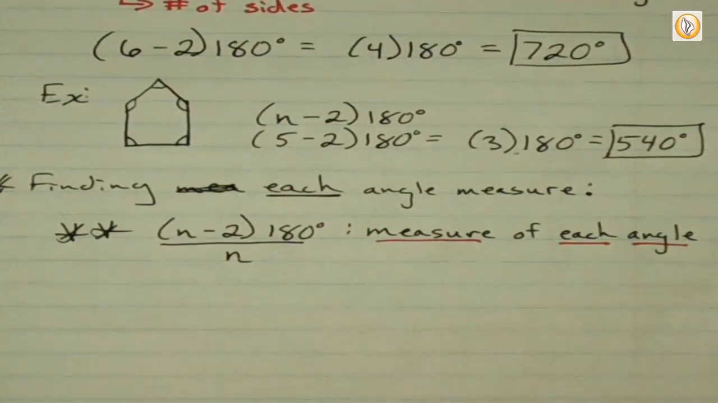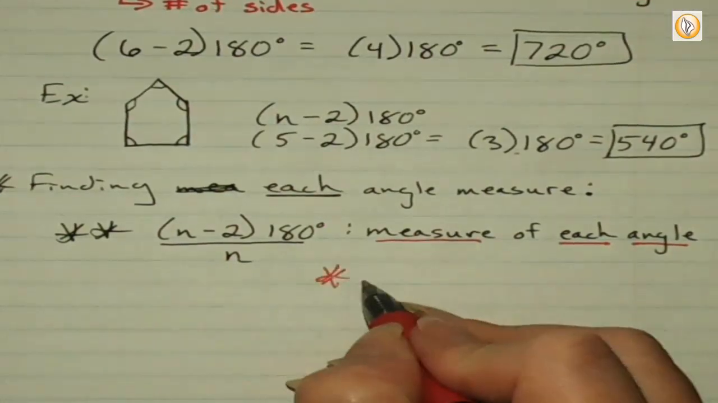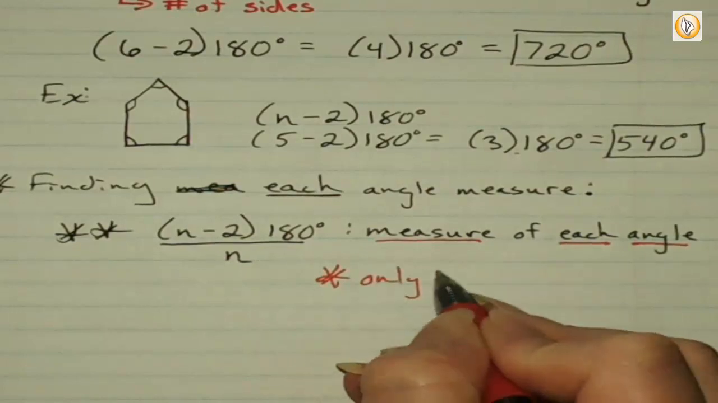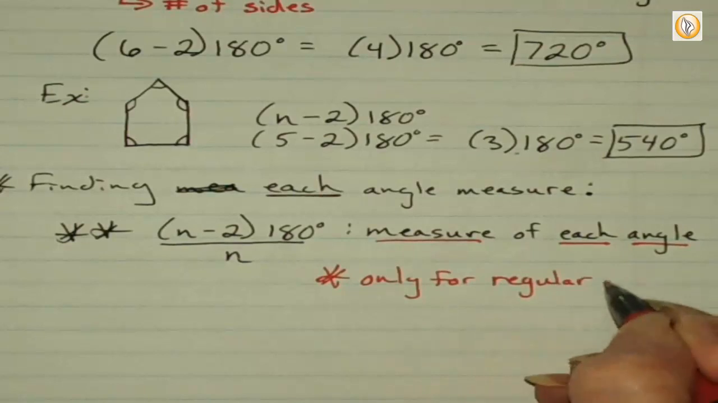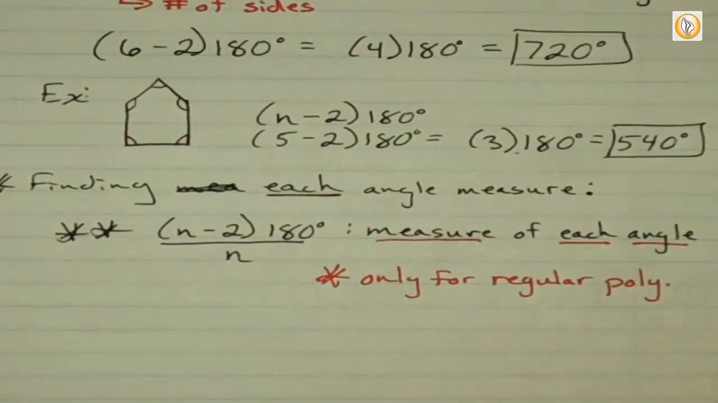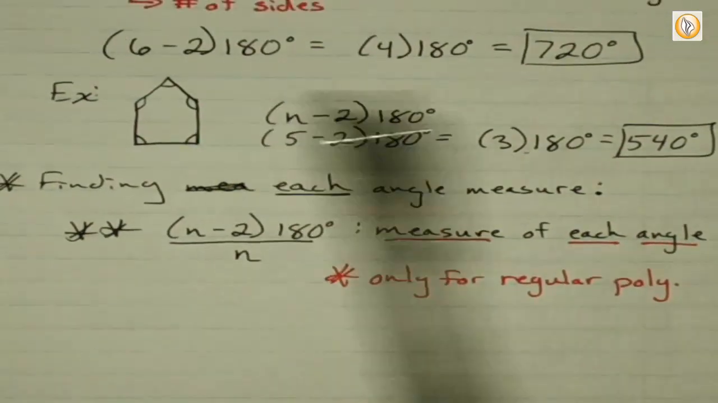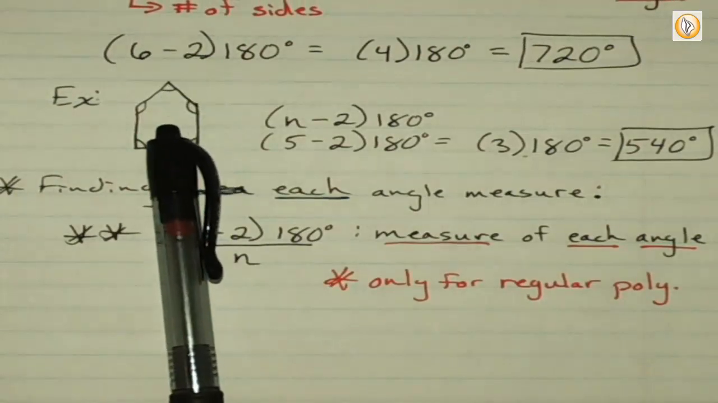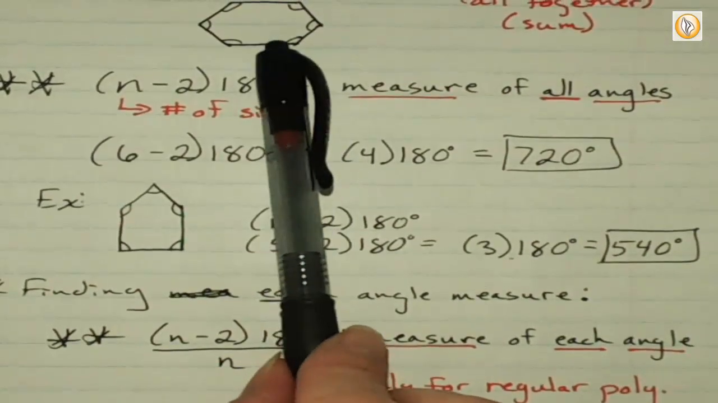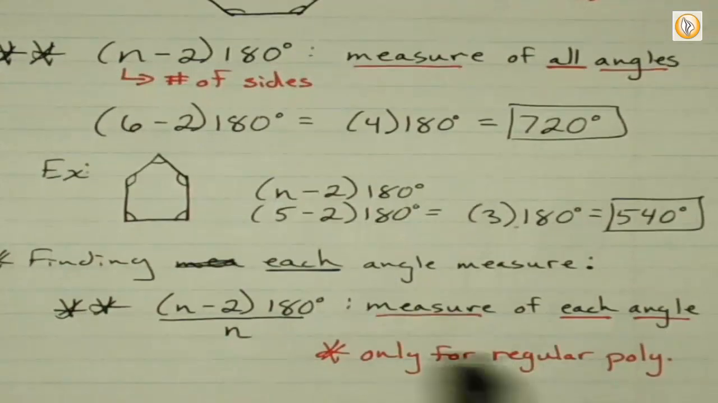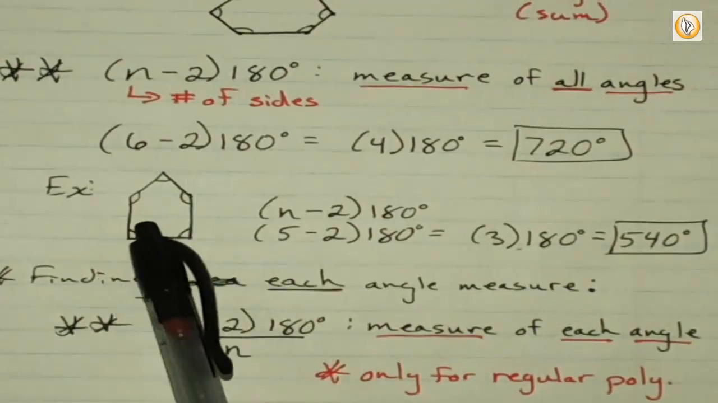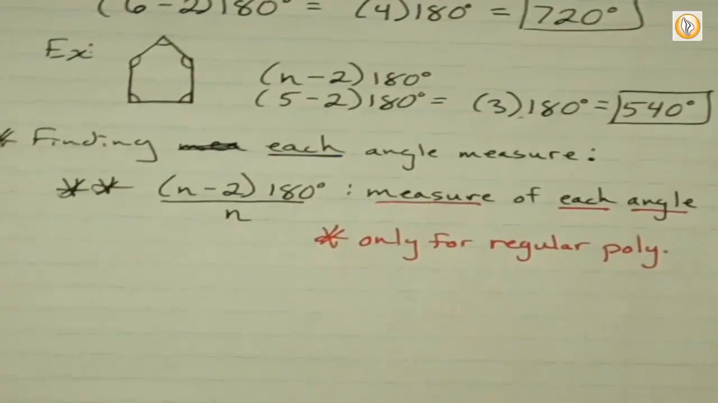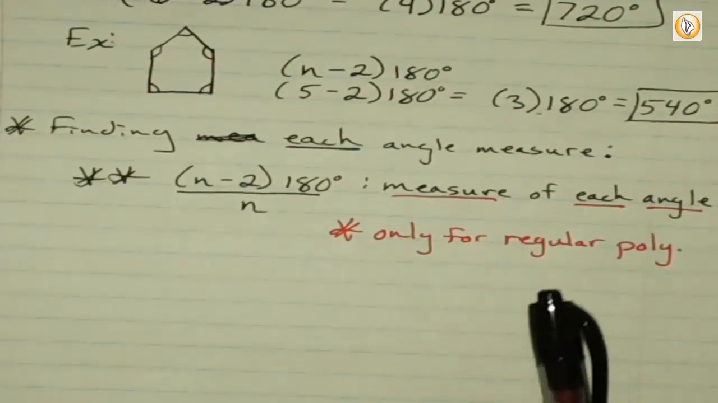Oh, also, this is important. Only for regular polygons. That means like the stop signs. Like this is not a regular polygon. This is not a regular polygon. So to find the measure of each angle, this formula will not work for these two things, okay? Only if it's a regular polygon.